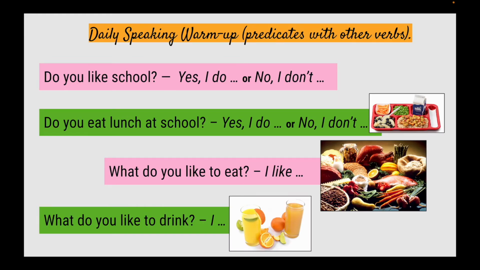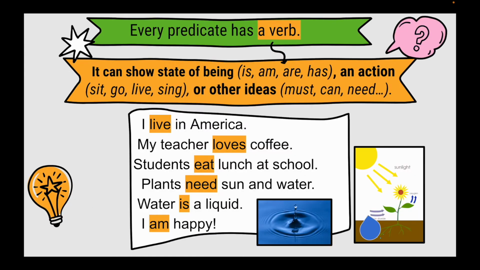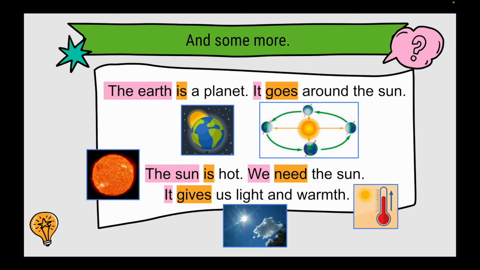Here we have verbs that are not the to be verbs, the verbs that require the auxiliary verb do and does in questions and in short responses, a little bit more, subject and predicate, and then I am stating that every predicate in English language has to have a verb. Again, a lot of examples, here a little bit more of an academic topic, some more examples.